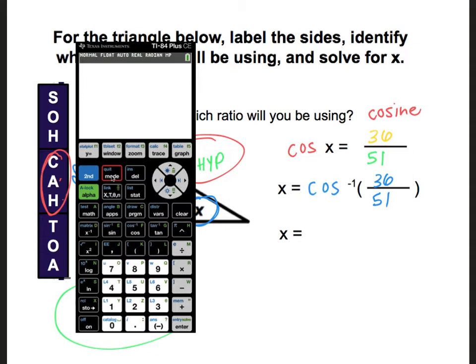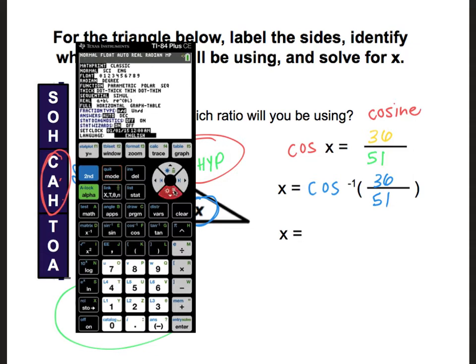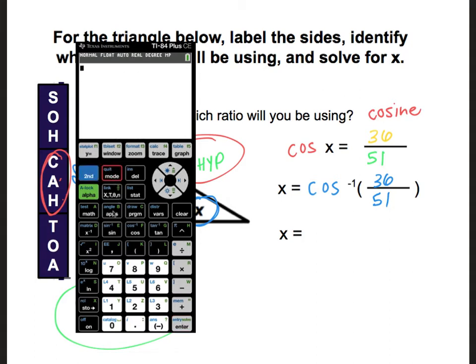Alright, so as always, I'm going to start by checking my mode. I'll click mode, arrow down to radian and over to degrees. Make sure that's blinking on degrees and then quit. We're going to type in second and then hit the cosine button to get our little cosine -1 and then type in our fraction, 36 over 51. You can close your parentheses if you want, but you don't have to, and then just hit enter.